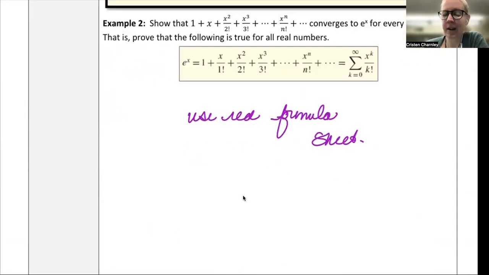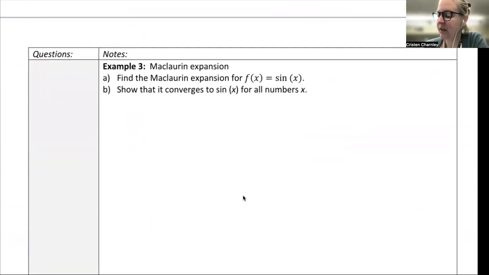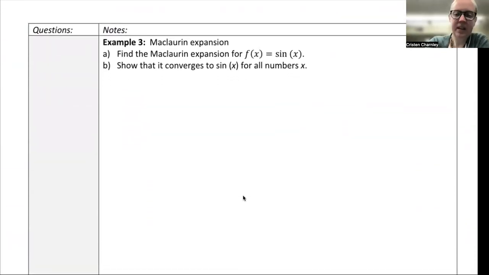Example 2, we said we're not going to worry about. You can look that up in the book if you want to. Example 3, before the next video starts, we're going to start with that Maclaurin expansion. So what you need to do is look at your function, which is f of x equals sine of x. And then you want to look at some derivatives.